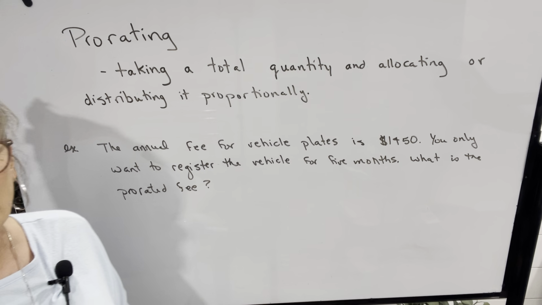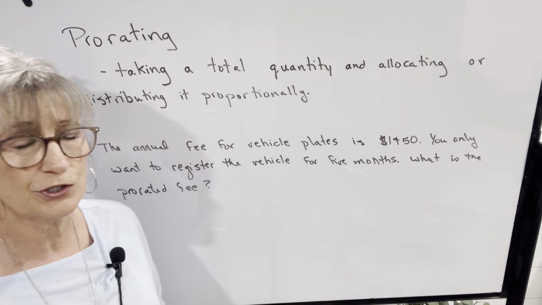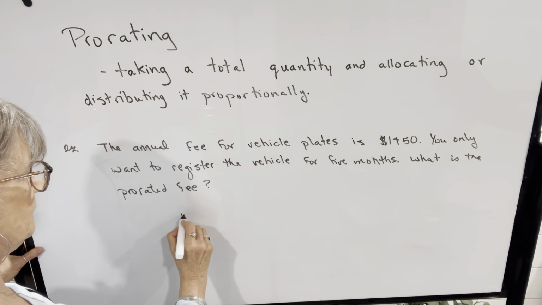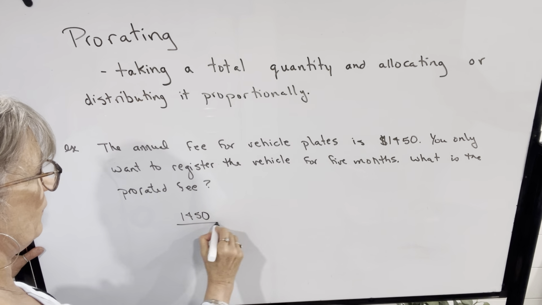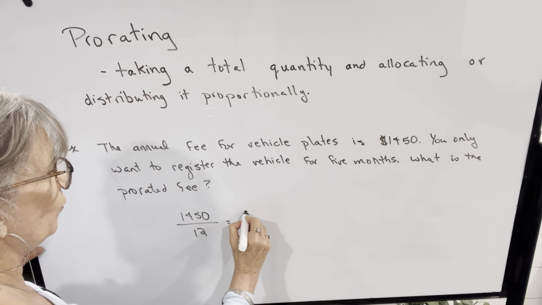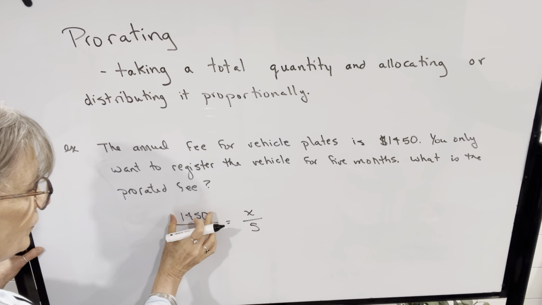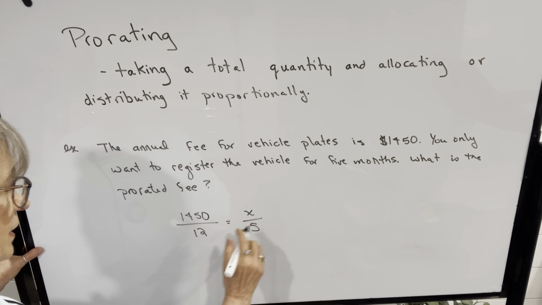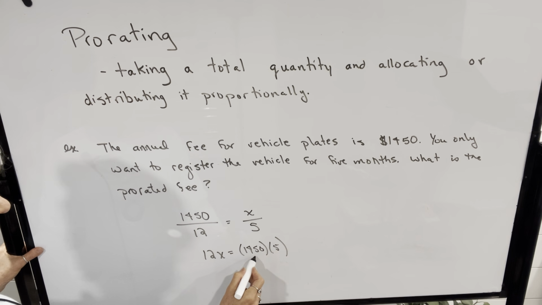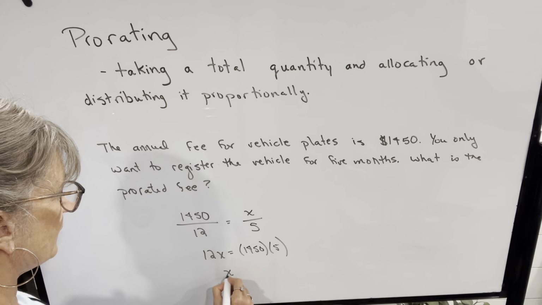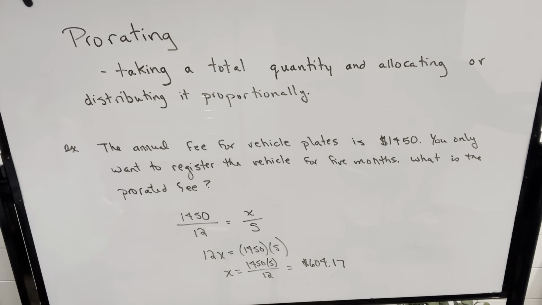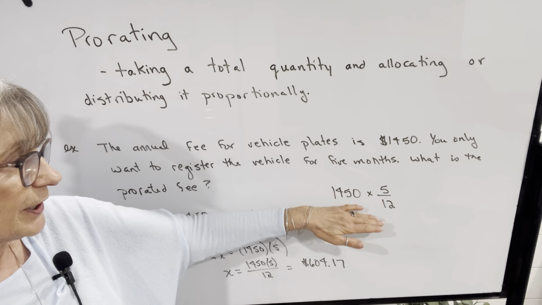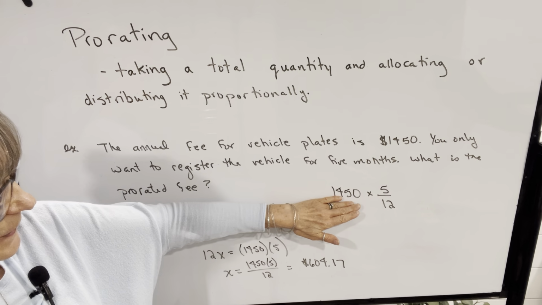There's different ways that we can calculate this. You could set it up as a proportion. So in this example, we could set the price of $1,450 is what we'd pay for 12 months. And we want to know what would we pay for 5 months. So the fee over the number of months equals fee over number of months. We cross multiply to get 12x equals 1450 times 5, and then divide both sides by 12 to get $604.17.